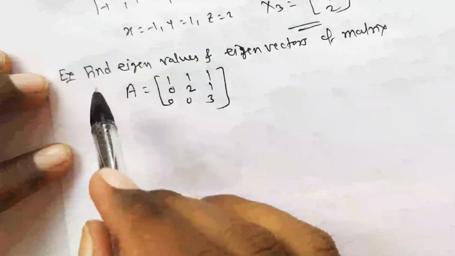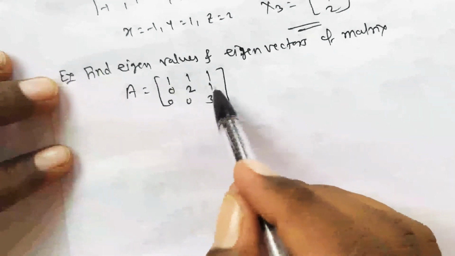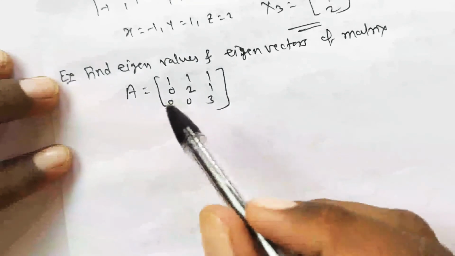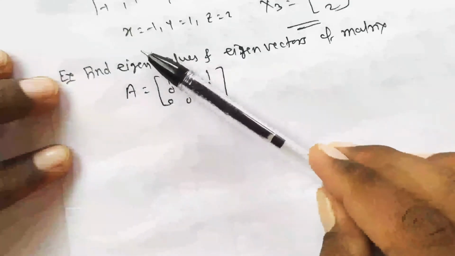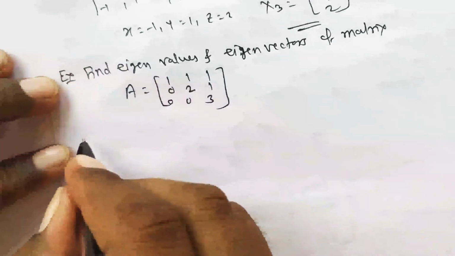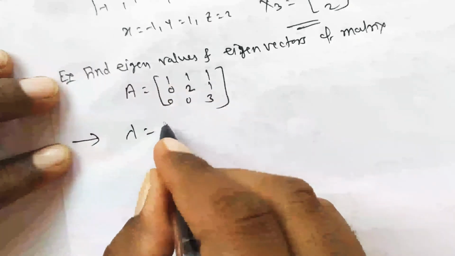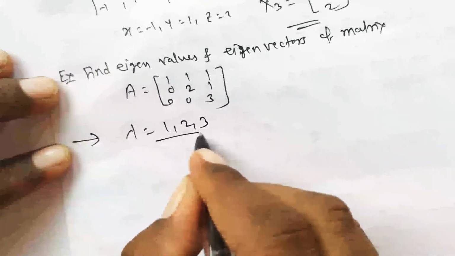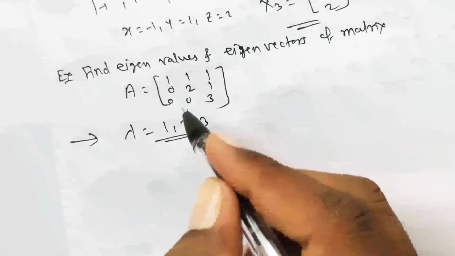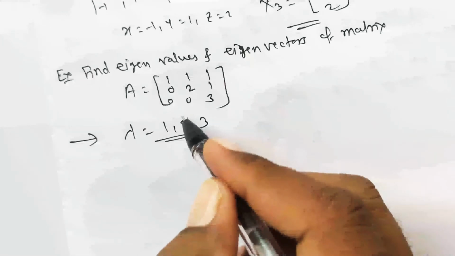Next problem is to find the eigenvalues and eigenvectors of the matrix A equal to 1 1 1, 0 2 1, 0 0 3. Now observe this matrix carefully. This matrix is an upper triangular matrix because the elements below the diagonal are 0, and if the given matrix is a triangular matrix, then what are its eigenvalues? Its eigenvalues are its diagonal elements. So lambda equal to 1, 2, 3 are the eigenvalues of this matrix. No need to find them separately here. If the given matrix is a triangular matrix, then its diagonal elements are its eigenvalues.